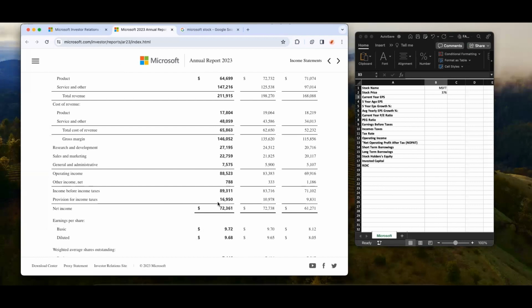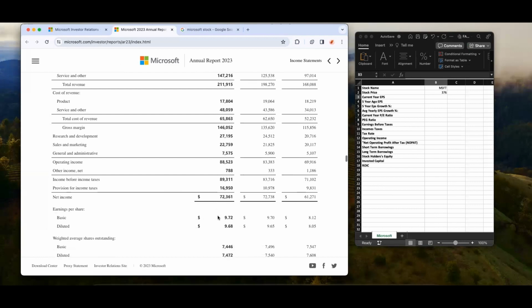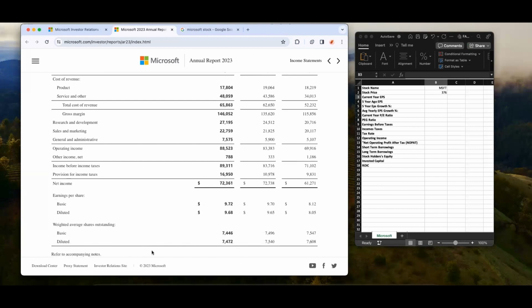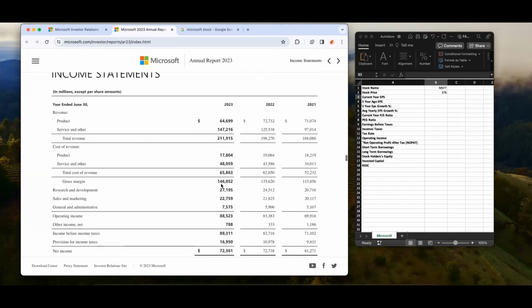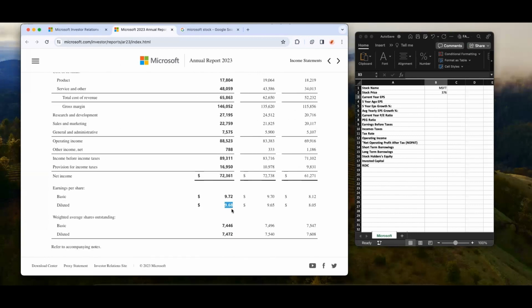Here we have the net income, right? And there is the total number of shares outstanding that we also have. The EPS also is calculated. We always take the diluted one, and we take it for the current year. So it would be 9.68.